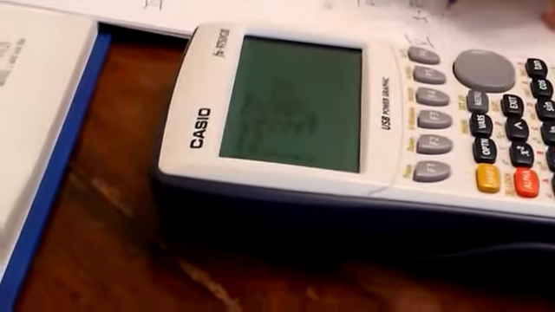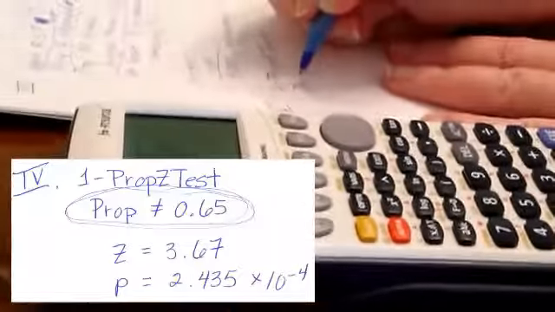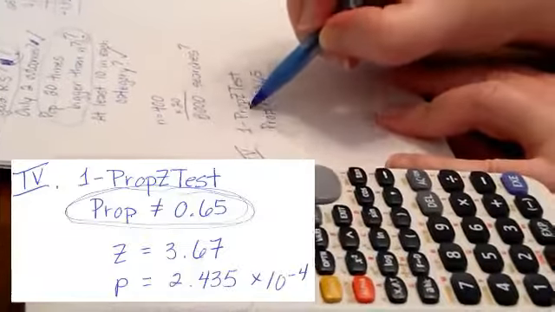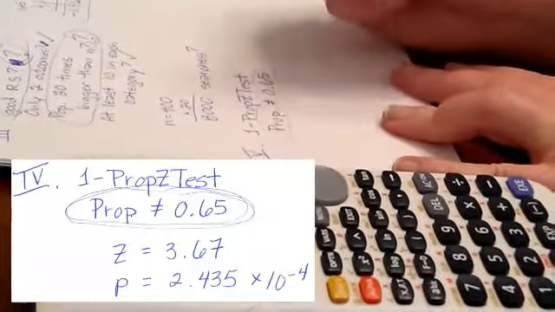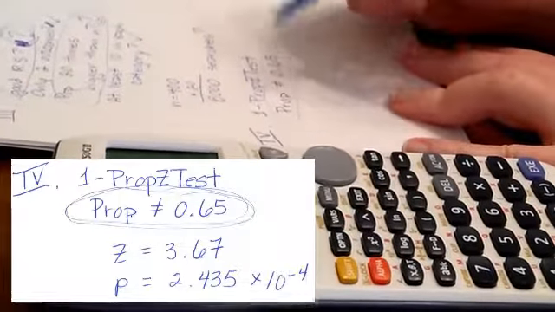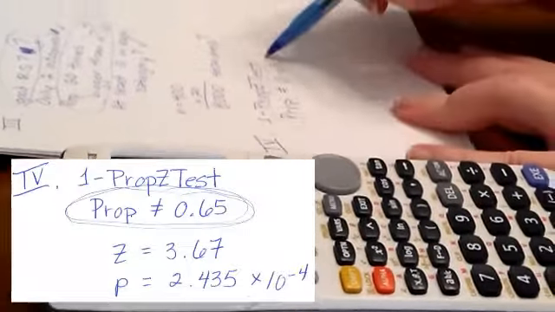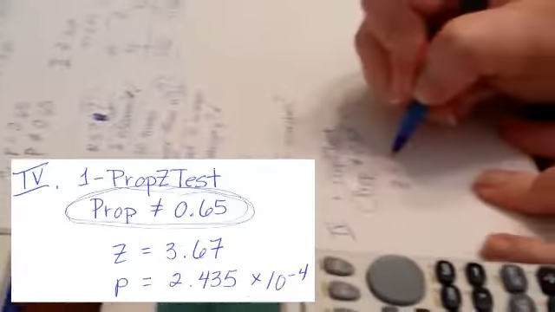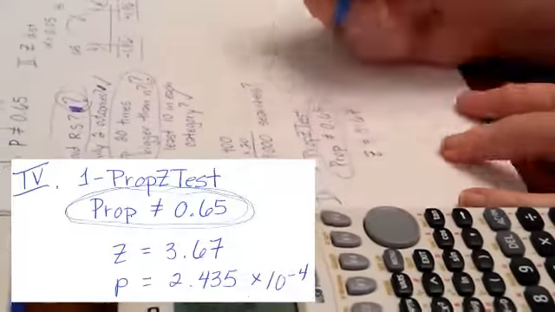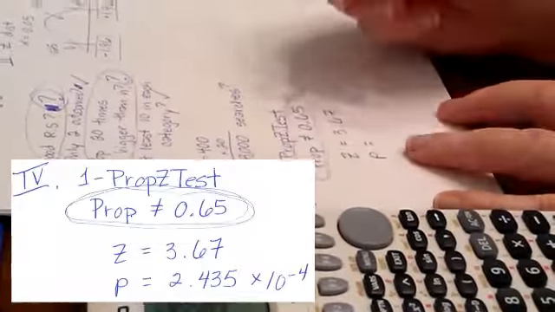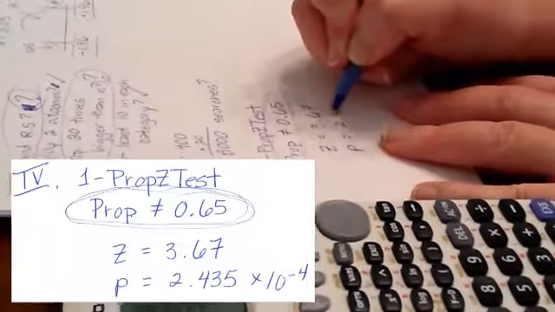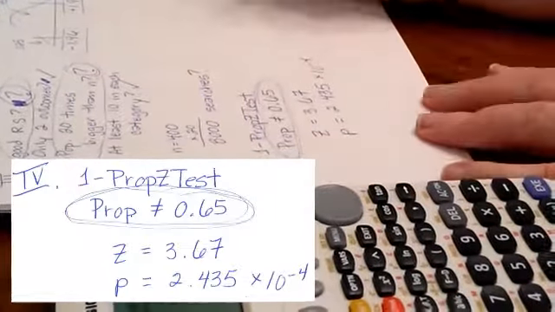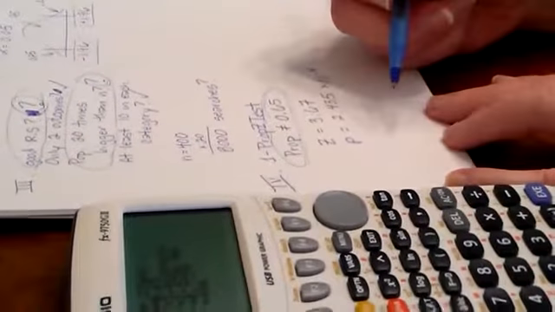At the top, I should have mentioned this before, it says prop not equal to 0.65. This is my alternative hypothesis. It wrote out prop instead of just a p so that we wouldn't get confused with p-values. So this does match my alternative hypothesis, and that's good. Z is equal to 3.67. The number under that is the p-value, 2.435 times 10 to the negative 4. And then p hat is under that. That's x divided by n.